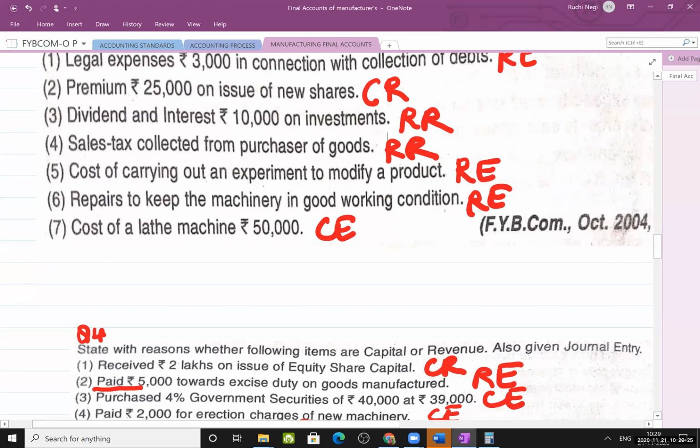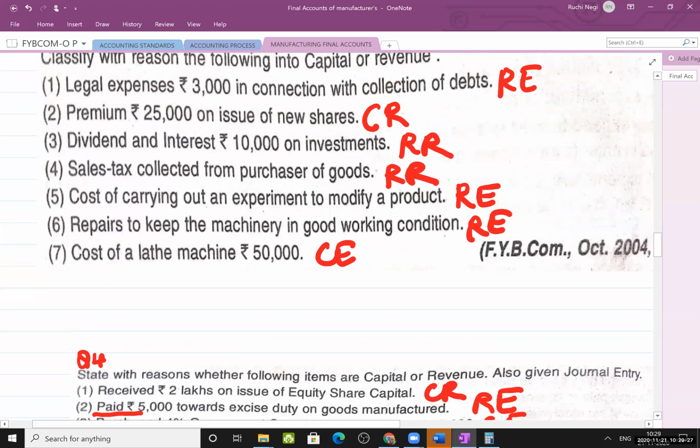Cost of carrying out an experiment to modify a product. Okay, this is paisa diya hai, so it's an expenditure. It is a regular business activity to keep modifying your product or to add some new features to your product, to give some existing new color or redesigning your product with a different shape, or with a different color or with a different fragrance, like this. So it's a regular business activity.